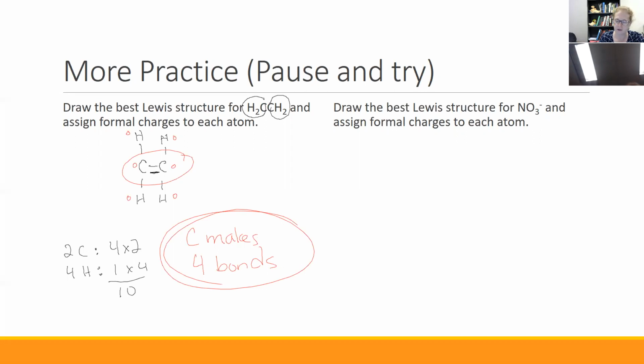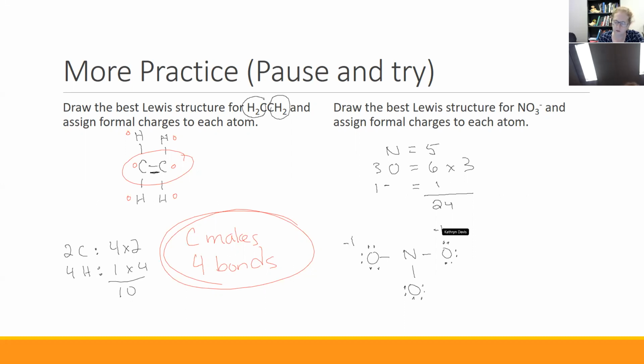Let's look at nitrate. So N has 5, oxygens 6 each times 3, and then the 1 minus charge adds 1 more. So I've got 18, 23, 24. I put my nitrogen in the middle because it's the least electronegative. I put the oxygens on the outside, and I've distributed 6 so far, so I have 18 more to give away. 2, 4, 6, 8, 10, 12, 14, 16, 18.